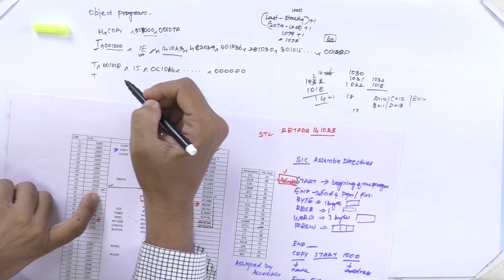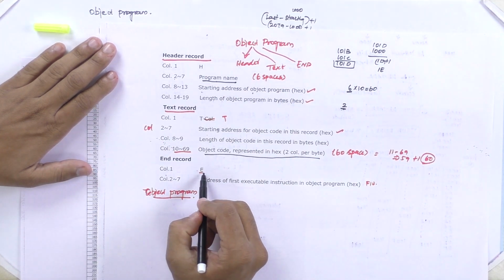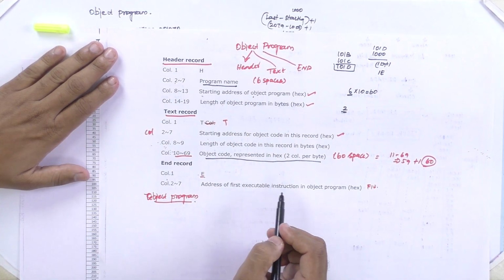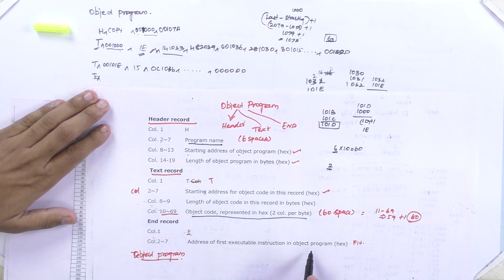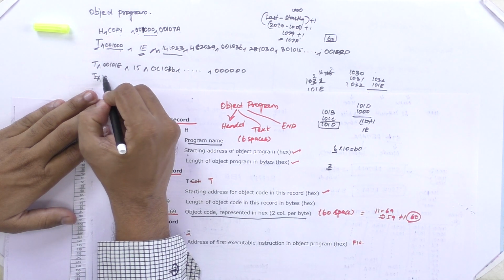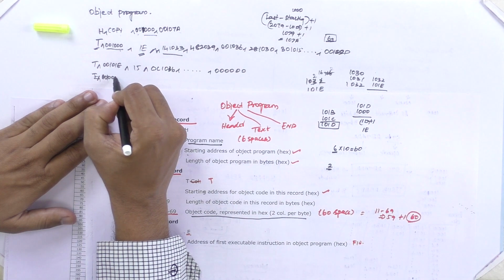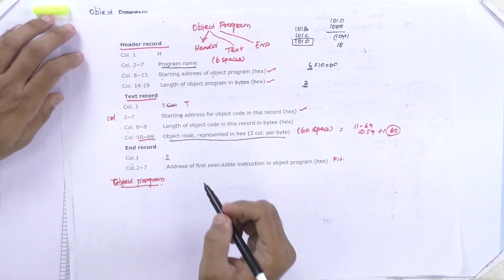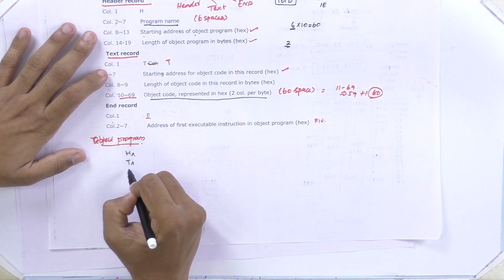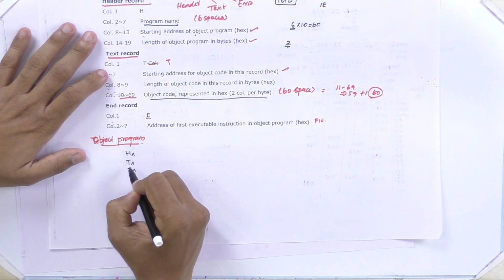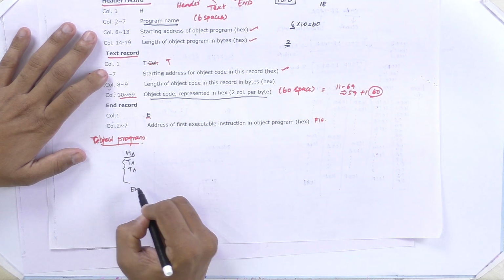So similarly, you have to write other text records, and we will see how the end record is written. The format of the end record is E and the address of the first executable statement. So E is E, then the first executable statement address is 1000. So it should be represented in 4 hex digits, 001000. This is how we will write an object program. So object program will contain a header record, text records, and an end record. You will have only one header record, you can have more than one text record, and you will have an end record.